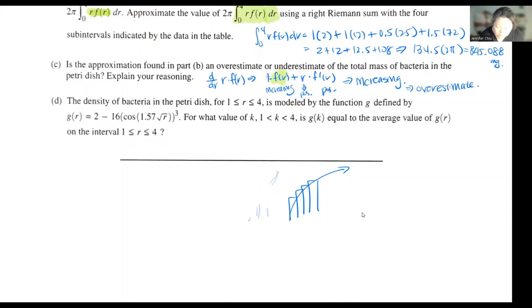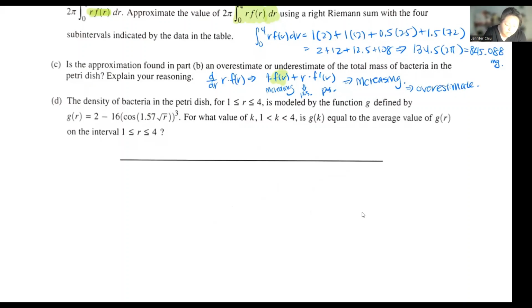Okay. All right. Last one on this problem, last part on number 1. It says the density of bacteria in the Petri dish for radius between 1 and 4 is modeled by a function g defined as g of r equals this nice function. Well, what value of k between 1 and 4 is g of k equaling to the average value of g of r on the interval of 1 to 4?